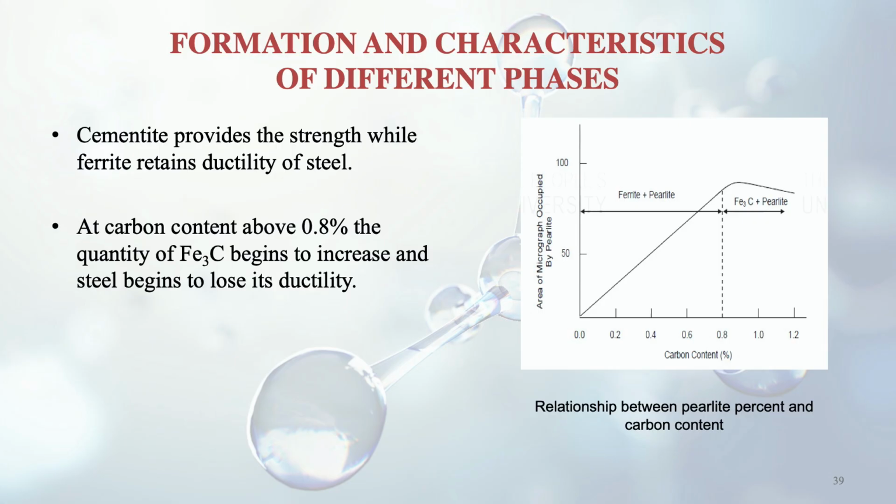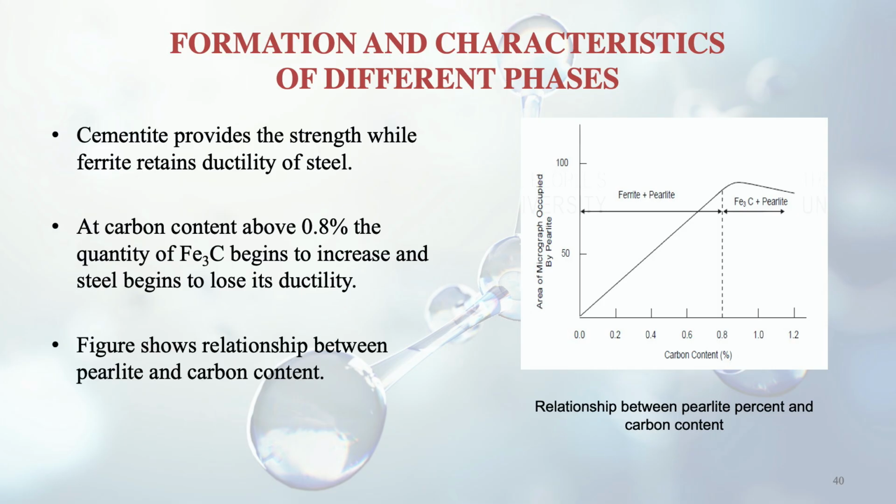So with the carbon increase, hardness increases but ductility goes down, but in ferrite, due to the softness, it is very ductile. At carbon content above 0.8%, the quantity of Fe3C begins to increase, as I told you just now, and steel begins to lose its ductility.